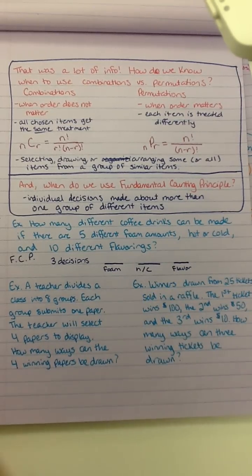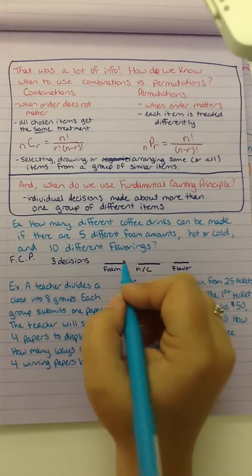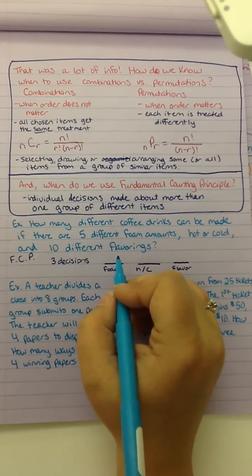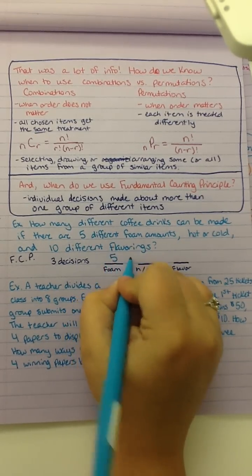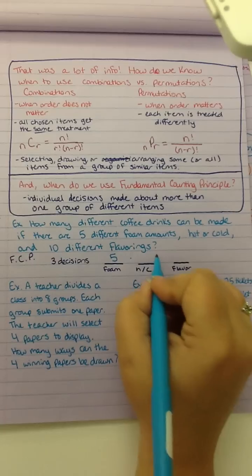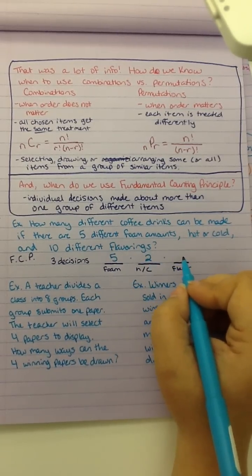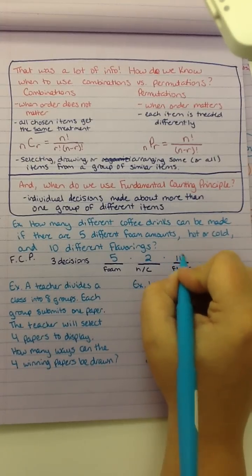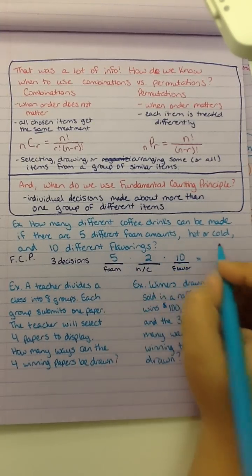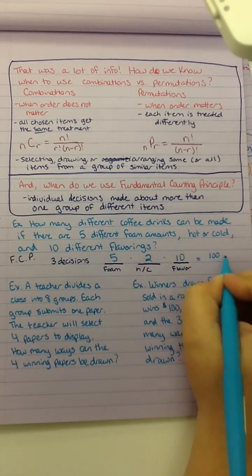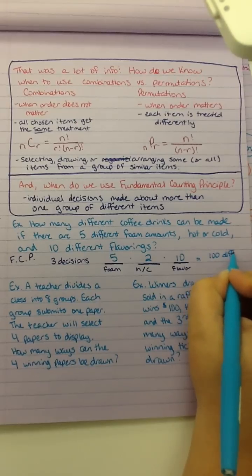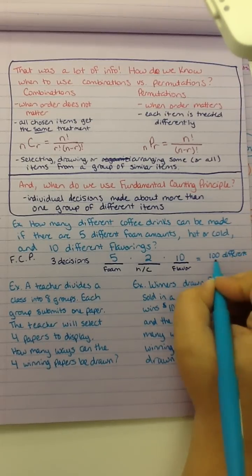So on this one, I need to figure out how many foam amounts I have, then if it's hot or cold, and finally, which flavor do I want? And I'm only going to allow one flavor for this. So 5 times 2 times 10 is 100 different ways.